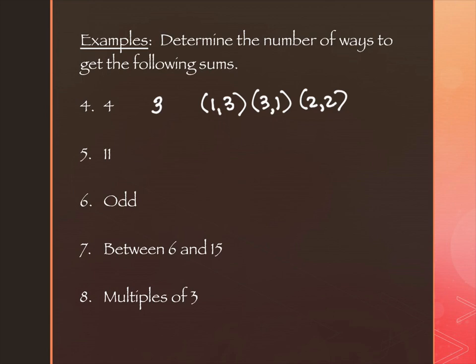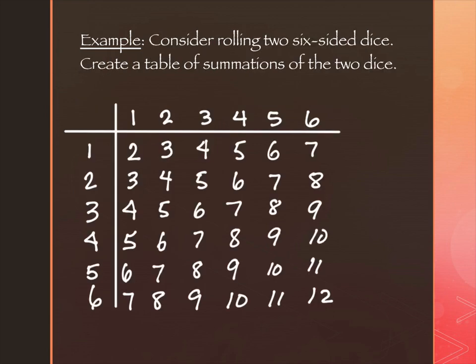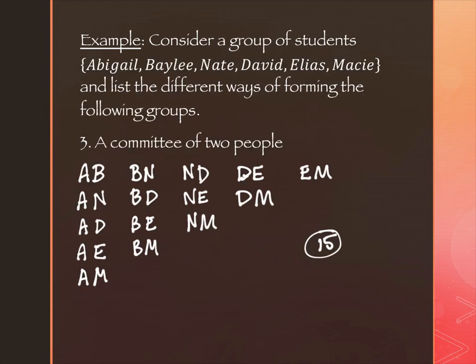Yep, Jamora, I have a question. On the last one, when it said a committee of 2 people, you said not to repeat it, to switch it. But on this, you switched the 3 and the 1, but you didn't switch the 2 and the 2. It's still the number of ways it can happen.